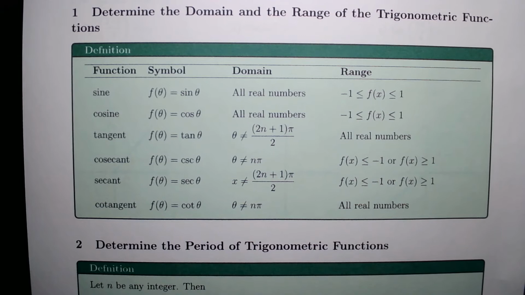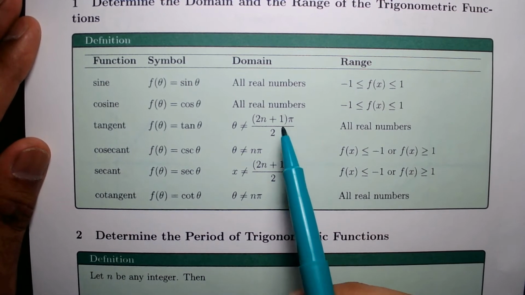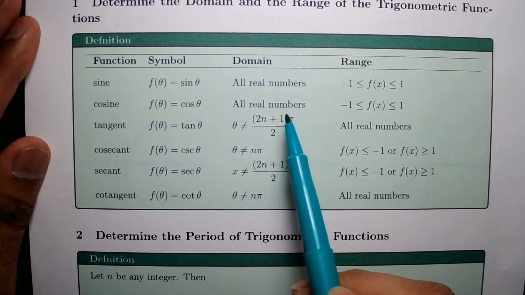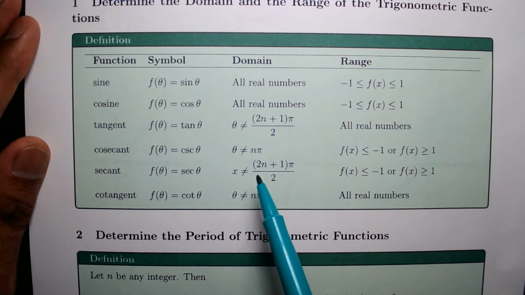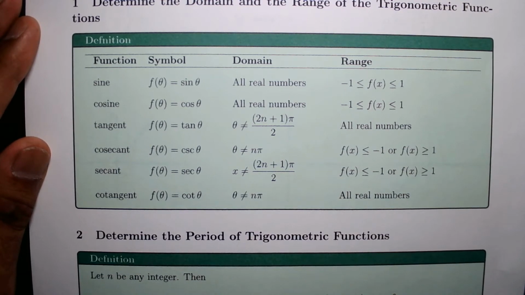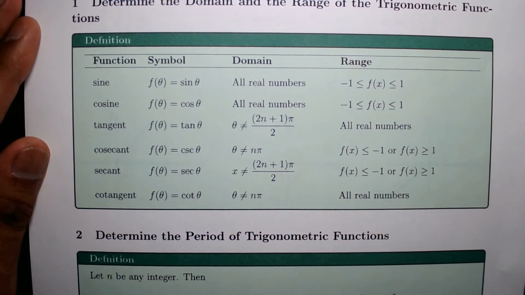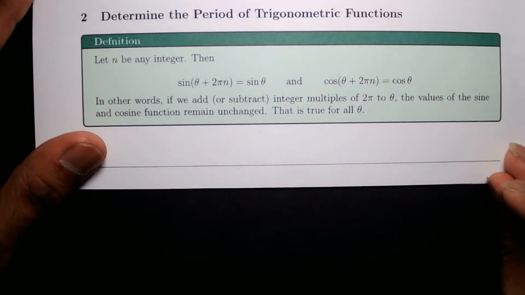The ones that are a little bit trickier in this case are tangent and secant, whose domain excludes all odd multiples of pi over 2. And cosecant and cotangent exclude all integer multiples of pi. We're going to look at a little bit more about this later in this chapter when we look at the graphs and when we evaluate inverse trigonometric functions.